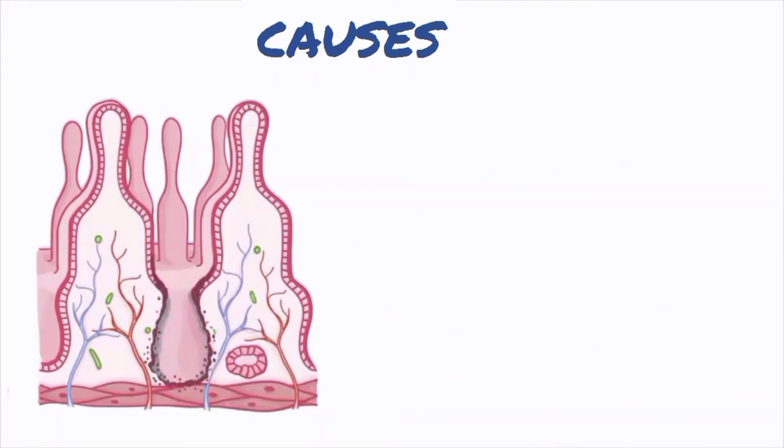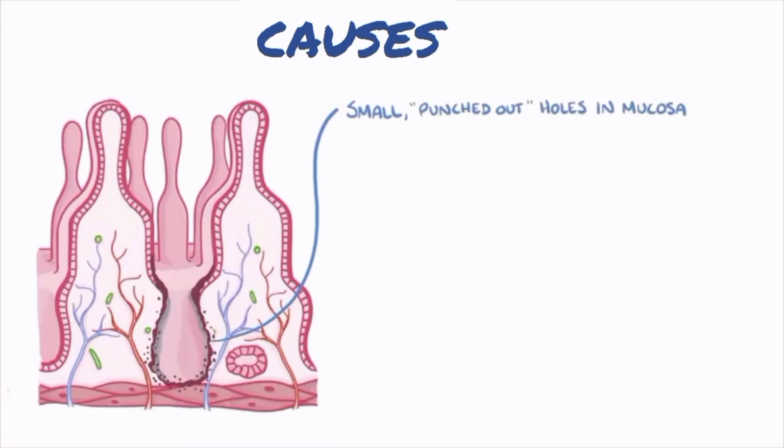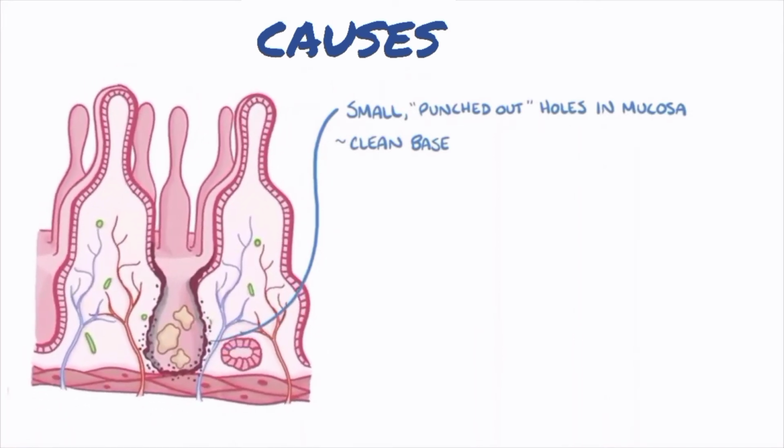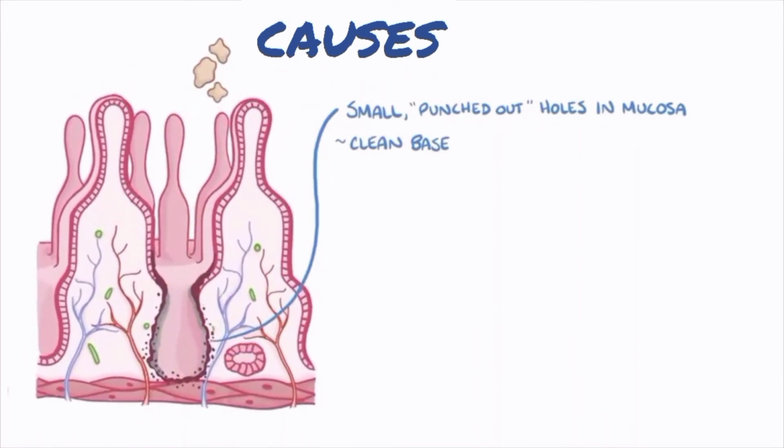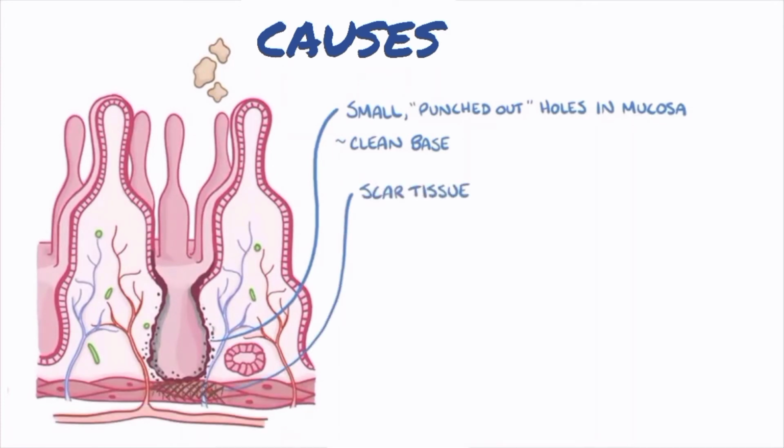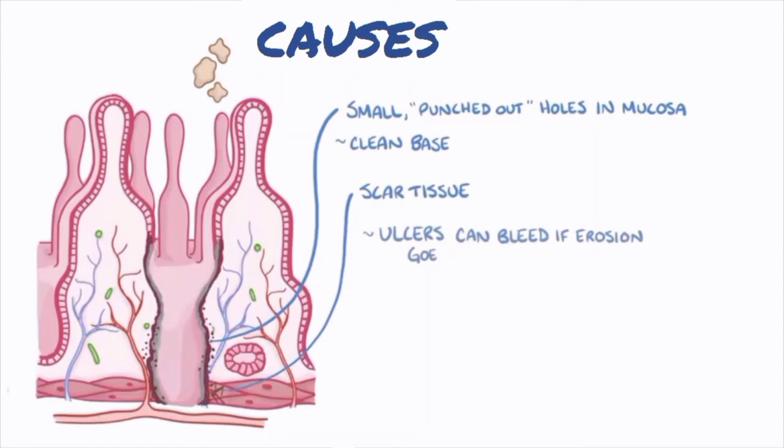Peptic ulcers that result from any of these mucosa damaging mechanisms are usually small, round punch-out holes in the mucosa. The ulcers usually have a clean base because the hydrochloric acid secretions and the constant churning is a bit like a dishwasher, actually keeping debris out of the ulcer. Typically beneath the base is a layer of scar tissue and blood vessel, and occasionally the ulcer can bleed if the erosion goes deep.